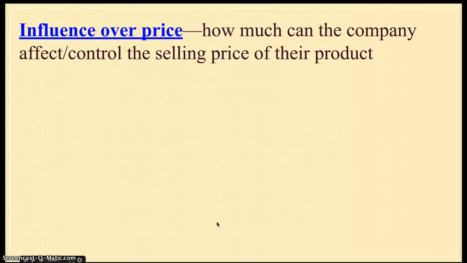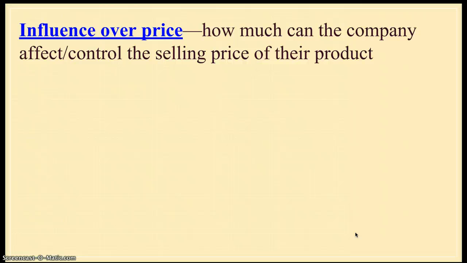The next thing is influence over price, and this is pretty straightforward. It just asks how much does one company control or affect the price that they can sell their product at. Of course, in an equilibrium graph, we said producers should have almost no control over price. But obviously, we're going to find out here that that's not necessarily true, that in some markets, producers have quite a bit, if not total control.